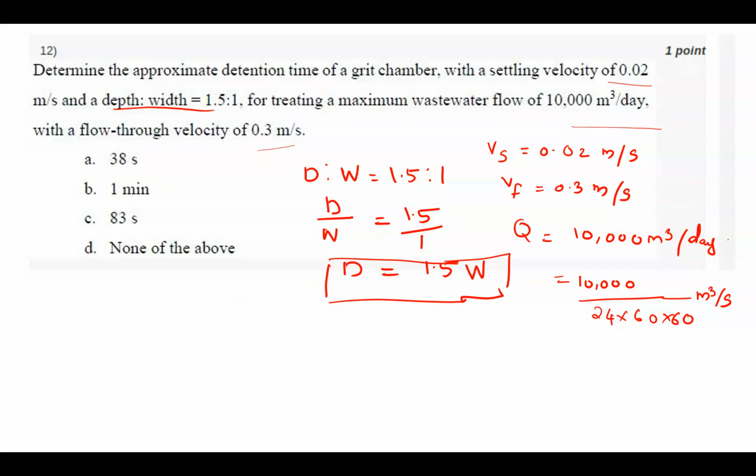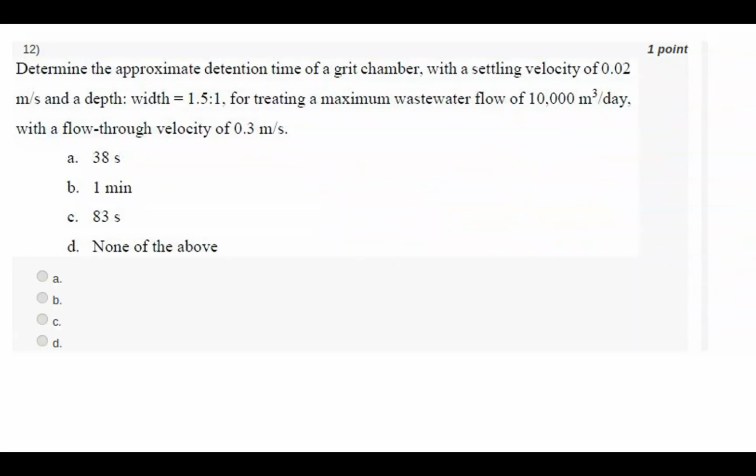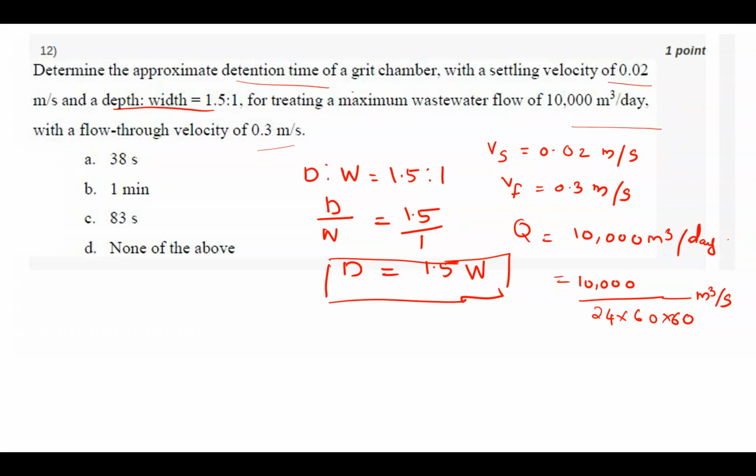So your final aim is to find the detention time. How do you calculate it? Now depth to width is given, so from this you can calculate the area. The area you can write as A is equal to width into depth, and you can note this as the cross sectional area of the grit chamber.